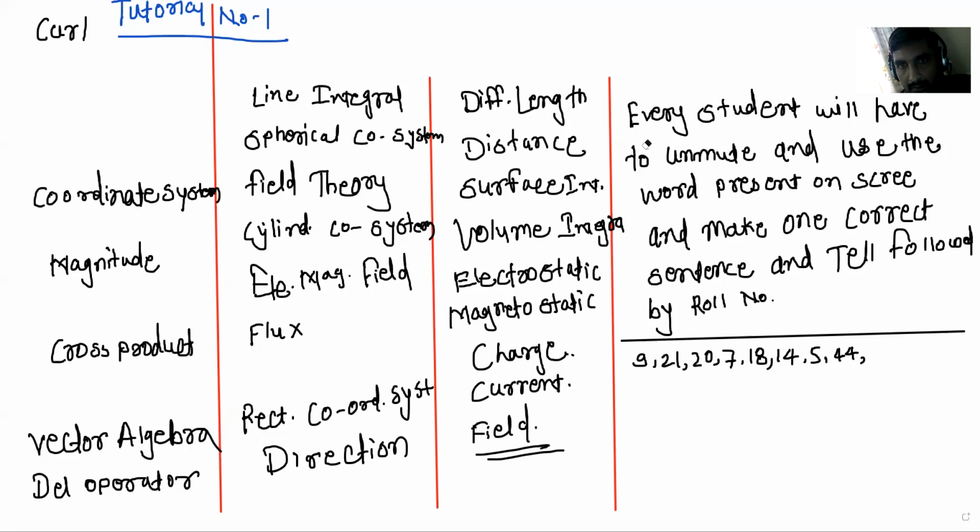So 33. Roll number? 33. Yes, go ahead. Curl. Yes, tell us about curl. Curl defines angular velocity at every point in a vector field. Okay, not an issue. Next.